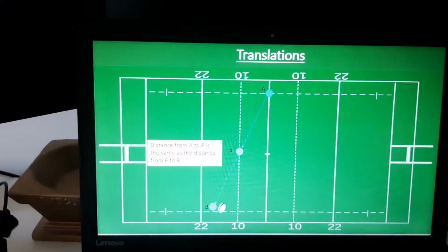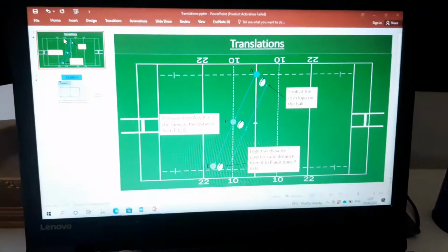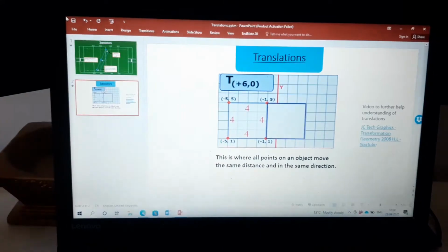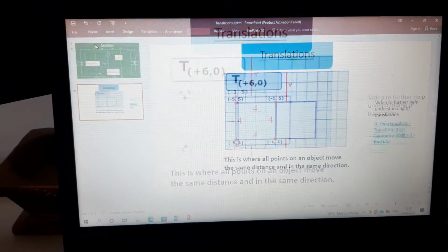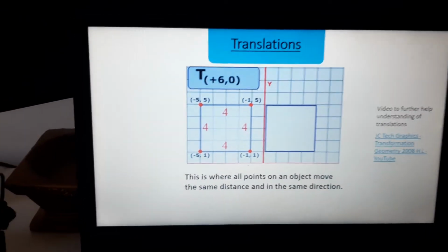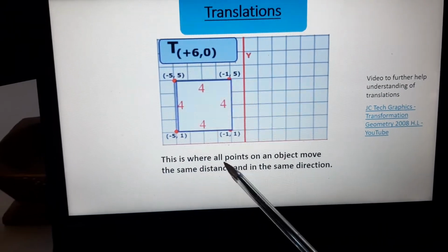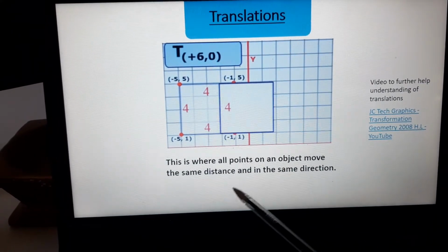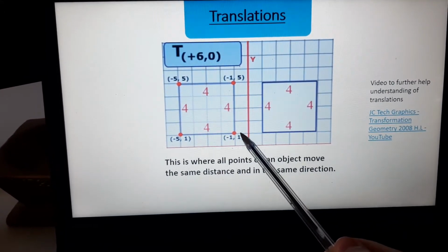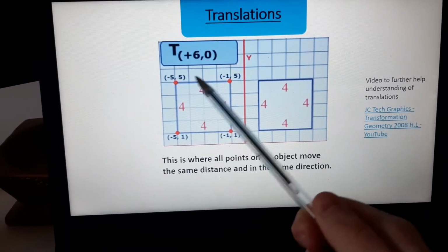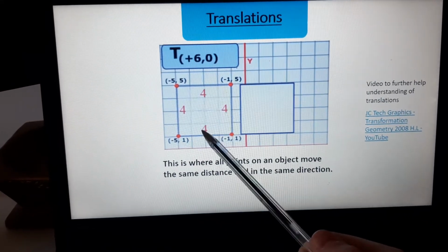Now, I would exit the slideshow there after they've understood that. And I would go to this slide here, which shows what a translation is. So this is where all points on an object move the same distance and in the same direction. If we take this square here, all the corners are highlighted in red. They're the 4 points that are moving across.